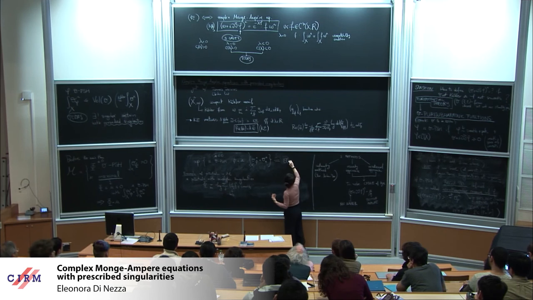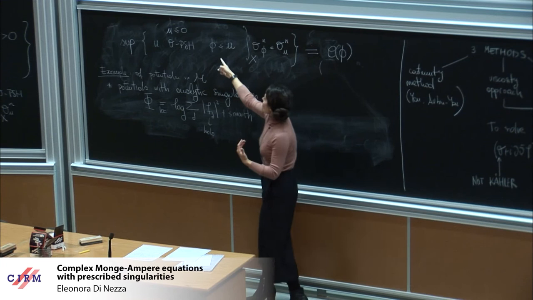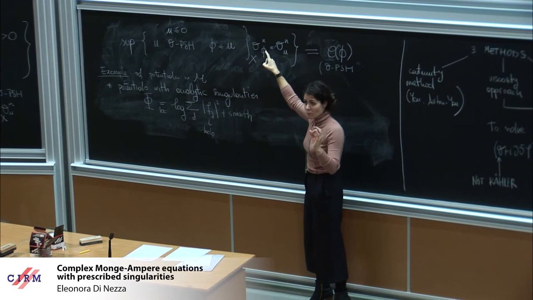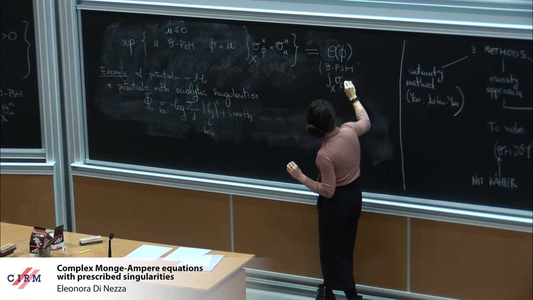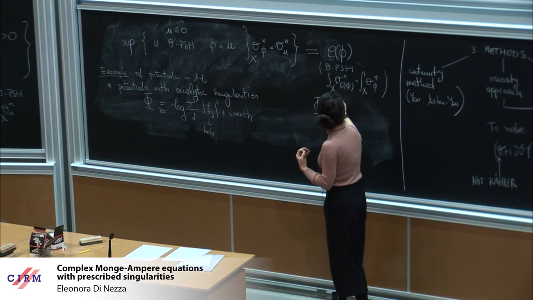Let me call it C of phi. A priori, such a C of phi is going to be less singular than phi, still theta psh, and still have the same mass. So it's an element inside, it's a maximum. The integral over the total mass of this is equal to that. And then the maximal condition means that I want phi to be equal to C of phi. This is the maximal condition.